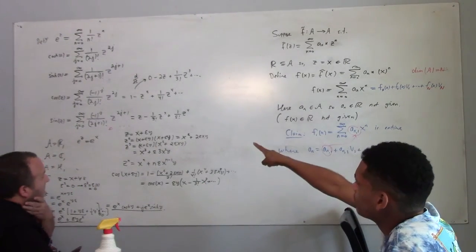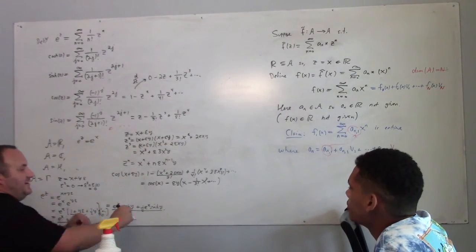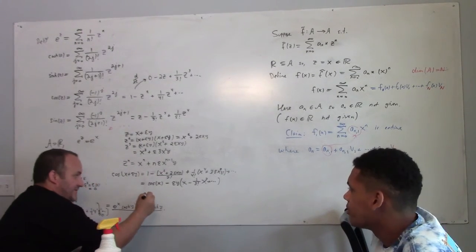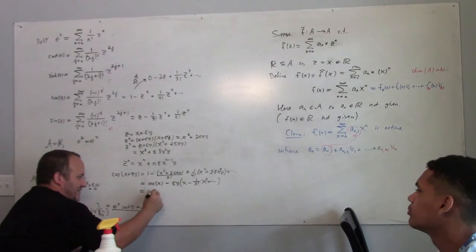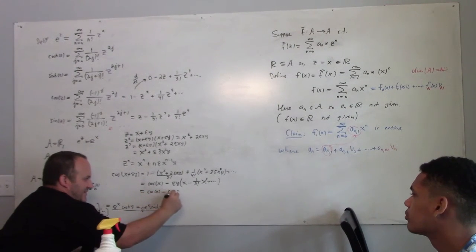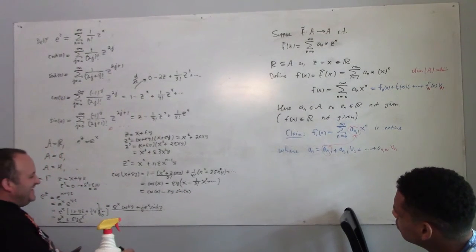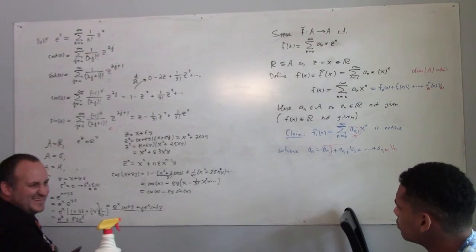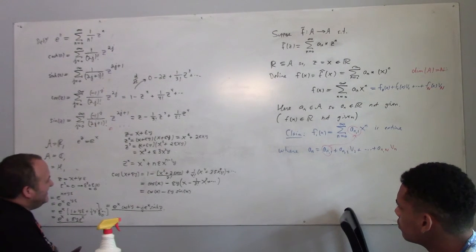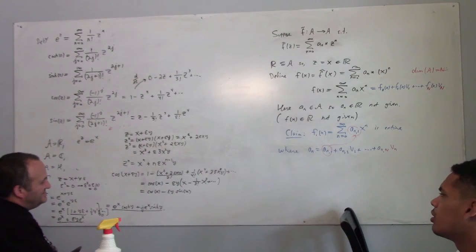So what is this? It should be sine x, right? So this is kind of funky. Cosine of x plus epsilon y is equal to cosine of x minus epsilon y sine x.